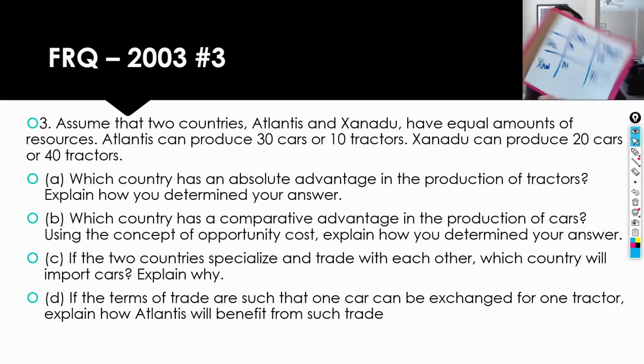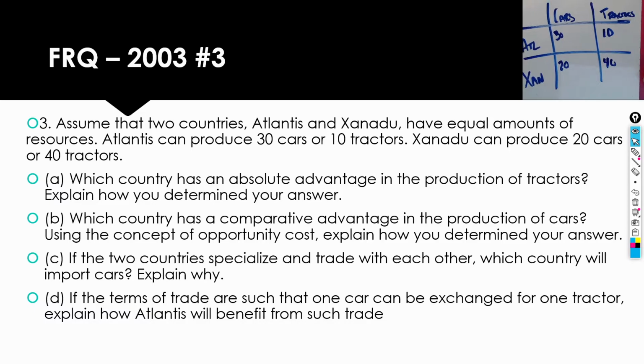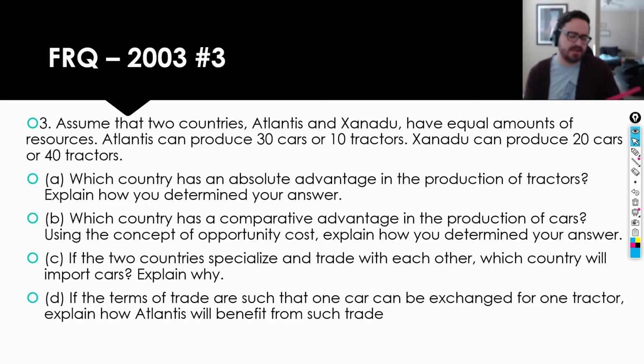Okay, Atlantis can produce 30 cars or 10 tractors. Xanadu can produce 20 cars or 40 tractors. So what I've done on this, and I think you guys can see it just fine on that top right, is set it up as a table for my production possibilities, for my opportunity cost stuff I like to do. So which country has the absolute advantage in tractors, and explain how you figure that out.